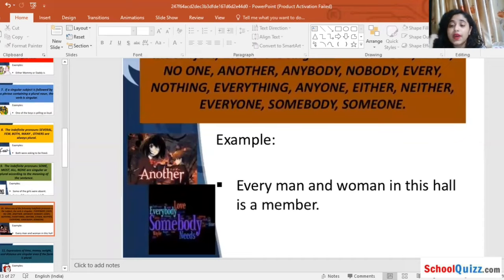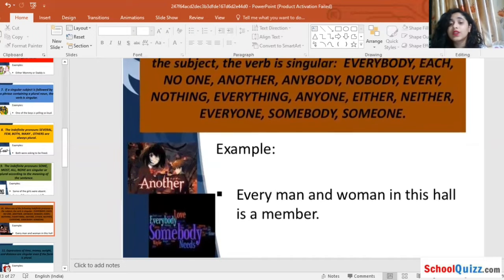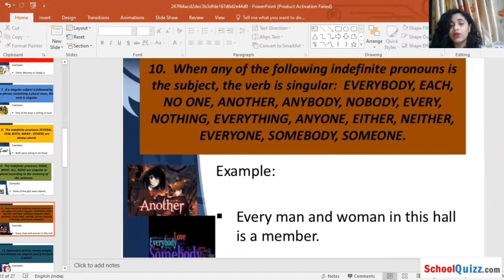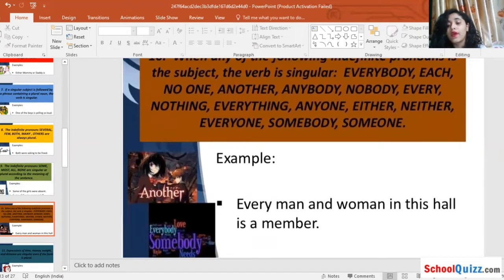Example: every man and woman in this hall is a member. So this indicates that when these words are given in the sentence as the indefinite pronoun or the subject, then the verb will be singular. If everybody, no one, another, anybody, nobody, every is given, all of these 11 to 12 words will indicate a singular verb. That's why here 'is' is used and the verb is in the singular form.